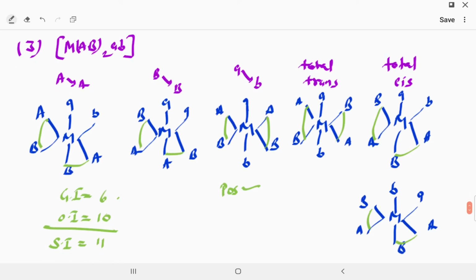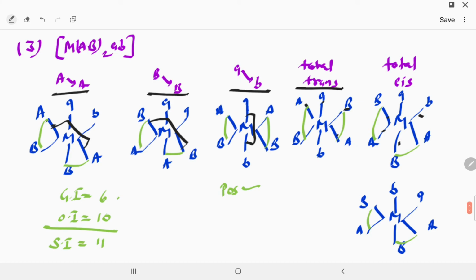Now the next case is M(AB) whole twice, with AB being a monodentate ligand; they are different also. So we can say AA trans, BB trans, AB trans, total cis. Now this is a very important case. In this the geometrical isomers are 6. You are able to see A trans, this A trans, BB trans, AB trans. Total trans: AB trans, AA trans, BB trans. Total cis: AB cis, AA cis, BB cis.